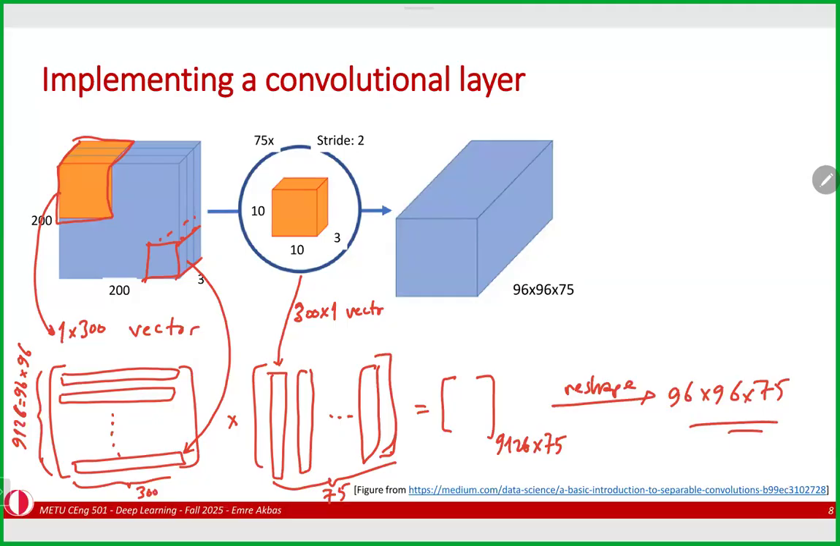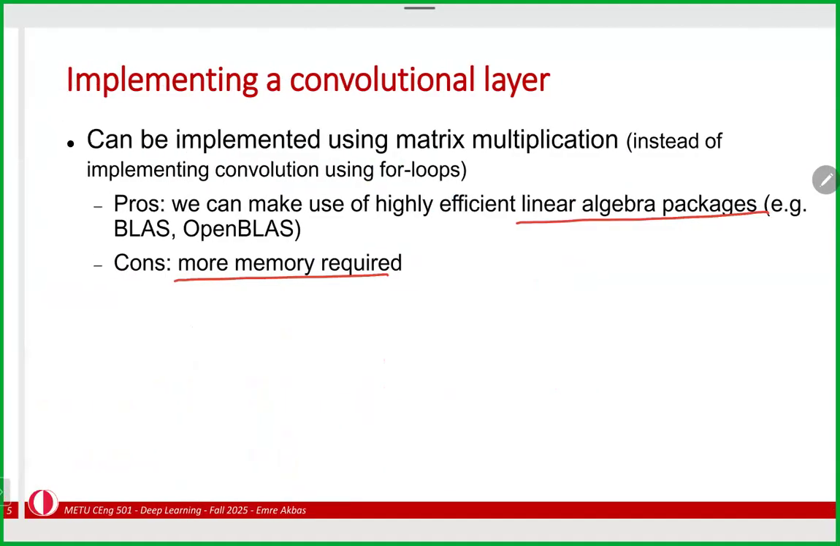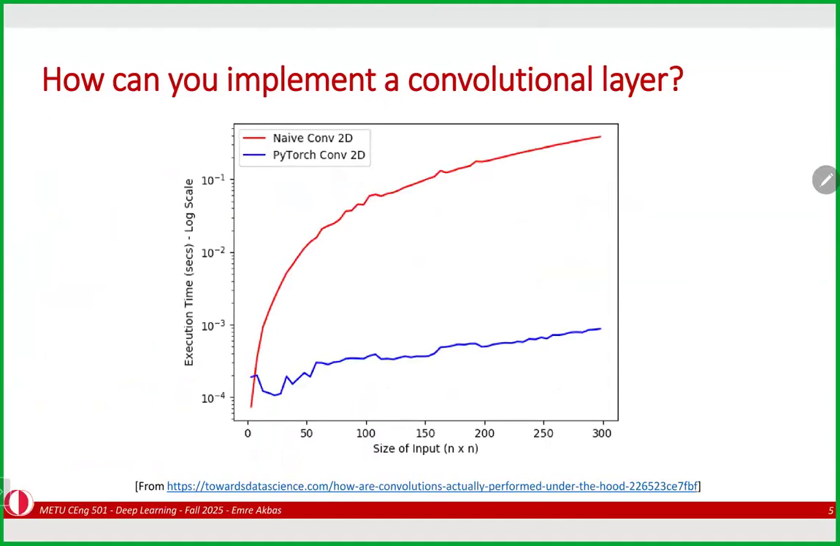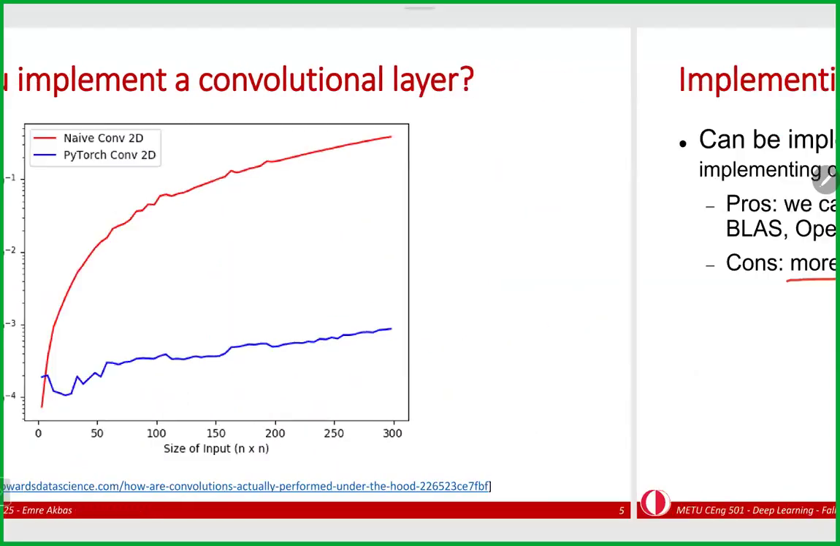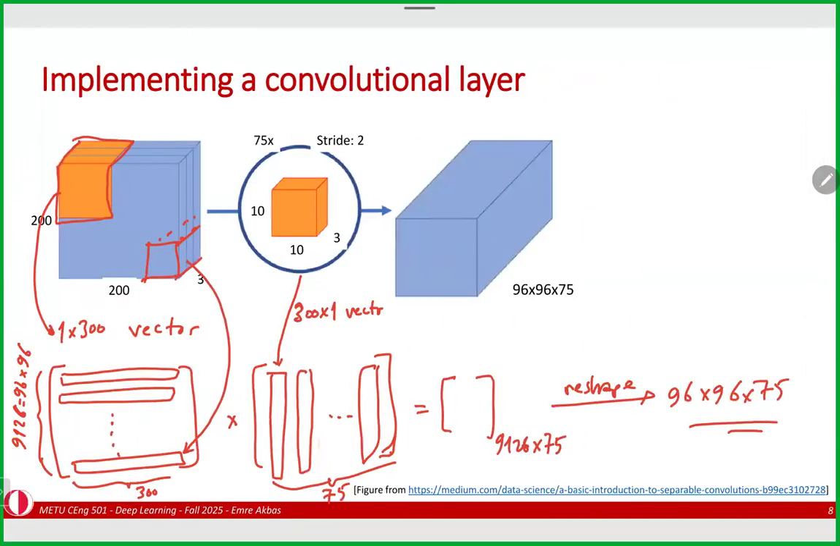By doing that, yes, you are consuming more memory, but in terms of time complexity, this is much better. It scales very well with the size of the input image, as you see here. So this is actually how convolution is implemented in major deep learning libraries.